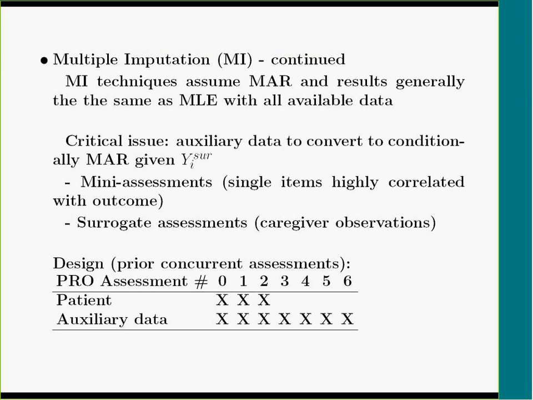But all of the techniques essentially assume missing at random, and generally result in the same result as maximum likelihood if you just use all available data, or the data that you would have used in that analysis. So the critical issue is, if multiple imputation is going to work in this setting, we need that exact data to convert it to conditionally missing at random, given these surrogate assessments.